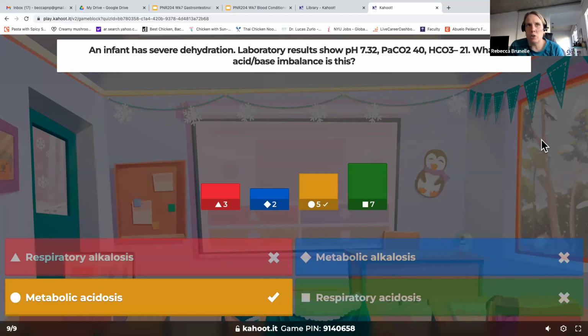And then the PaCO2 of 40, is that high, low, or normal? It's normal, 35 to 45. So that's normal. Yes. 40. And then the bicarb, is that high, low, or normal? It's low. Yeah. So that's a metabolic acidosis. If it's a metabolic acidosis, do you think the kid has vomiting or diarrhea? Diarrhea. You guys are so smart.